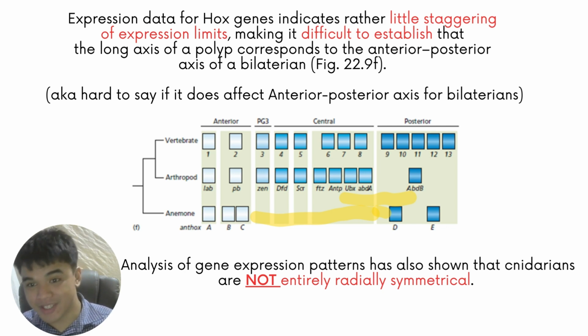Anemone barely has PG3 and central genes related to the others, and for the posterior, it barely has any other genes besides D and E. So it makes it hard to correlate. Even worse, Cnidarians are not even completely radially symmetrical. Some of them could be bilaterally symmetrical or have no symmetry at all. So it makes it very hard to do and confirm anything.